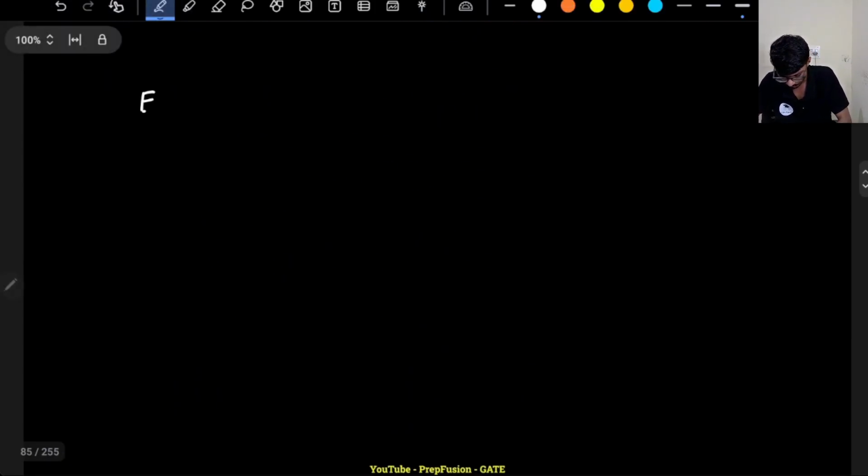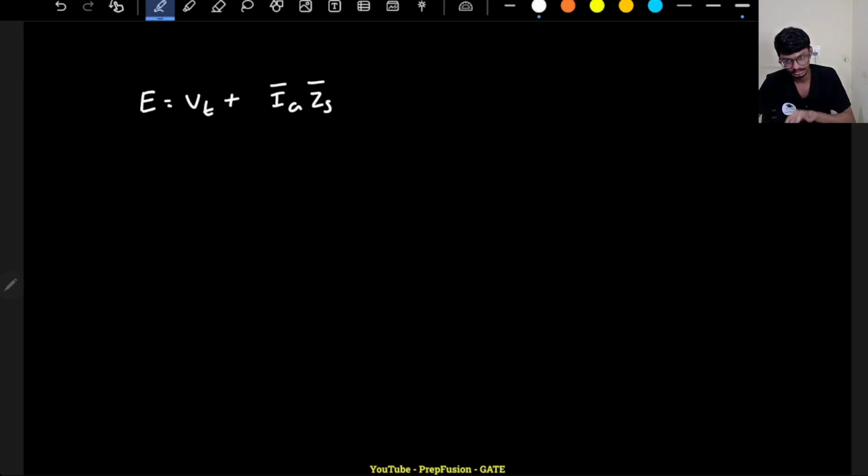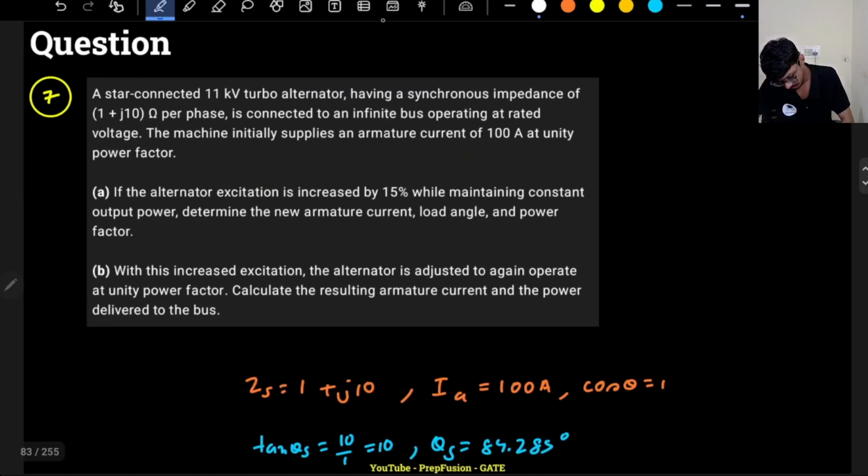So value of E, again by using the basic KVL, E will be basically Vt plus IA into Zs, right? Actually it is not J, IA into Zs. So Zs itself is a phasor quantity, correct? So Vt is 6350, basically it is star connected. It is a turbo 11 kilovolt, nothing is mentioned, I will assume it to be star connected. Okay, it is mentioned, it is star connected, 11 kilovolt.